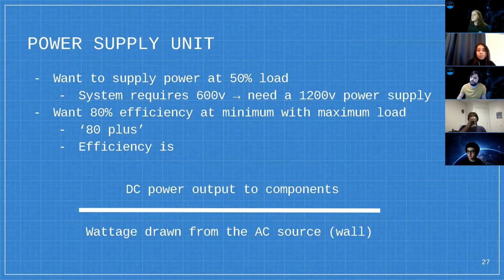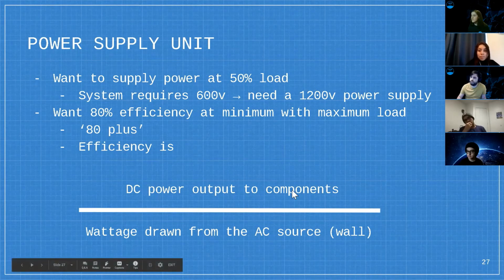The same thing goes for efficiency. As far as your power supply unit, the standard efficiency is 80 Plus, which means you want 80% efficiency at minimum with a maximum load. So if you are using all the power you can, you want to be 80% efficient with that power. What efficient means is you take the DC power output to all the components, so the power that your PC is actually using, and then divide it by the watts that you get from the source, like your wall plug-in or something like that.